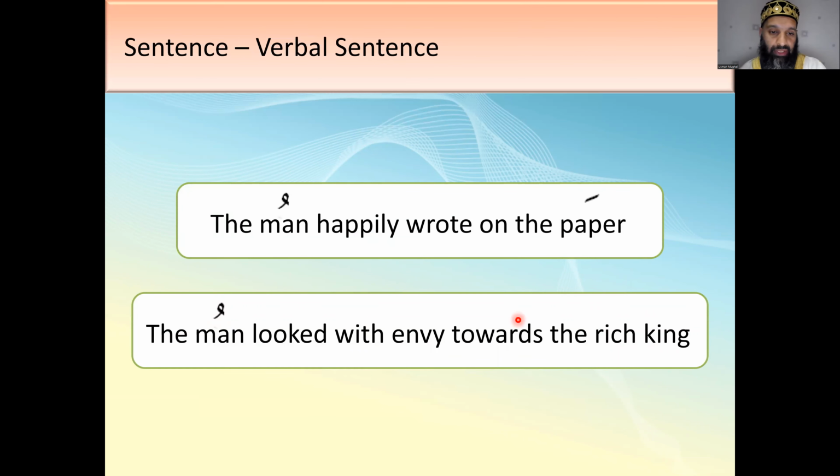This one, I was getting maybe a bit excited, so I came up with a longer example. Right. The man looked. Who's doing the looking? The man. Who is being looked on? Where's the looking happening? The king. Not rich, but king. Right. So king is the object of the verb.